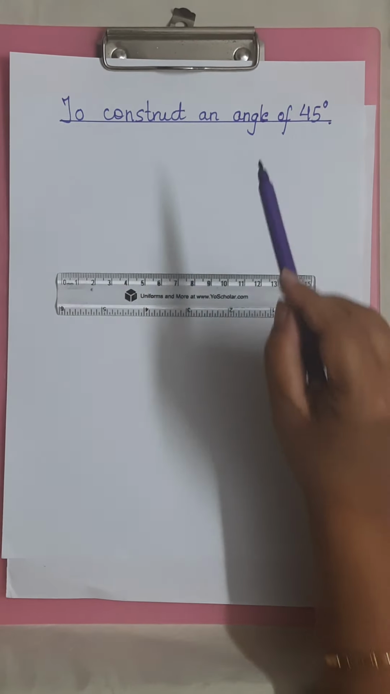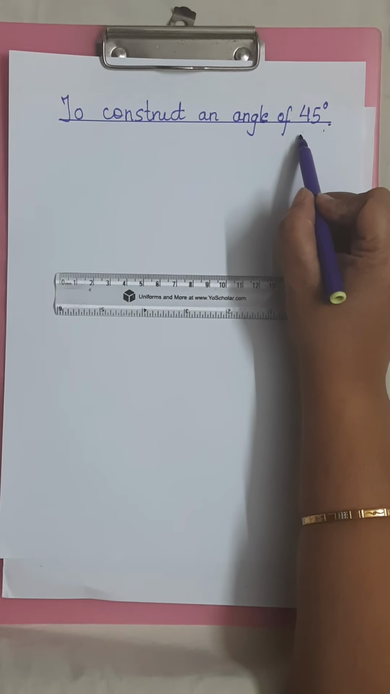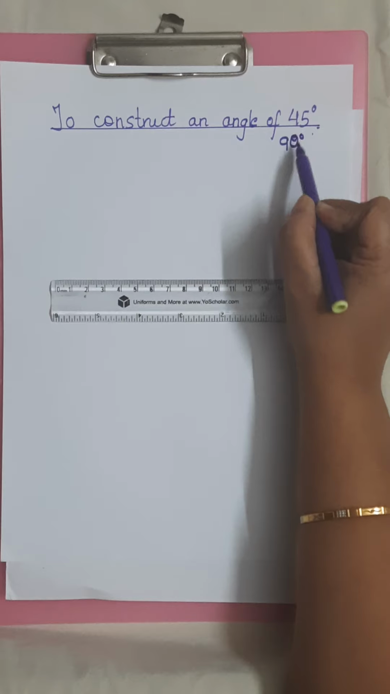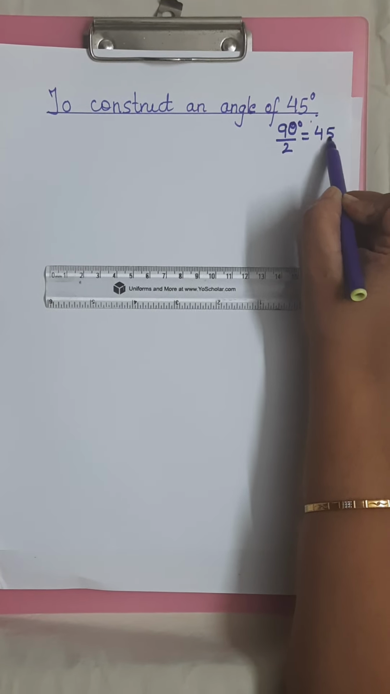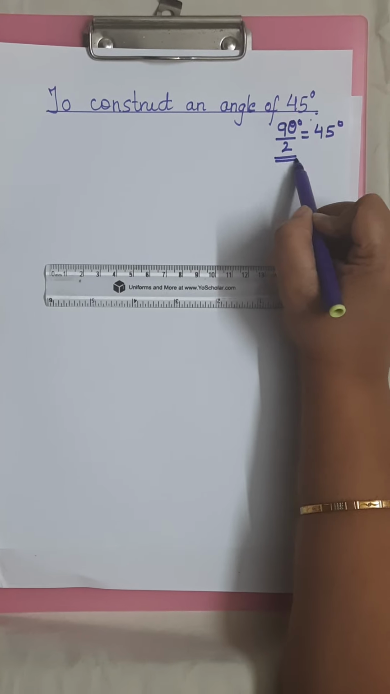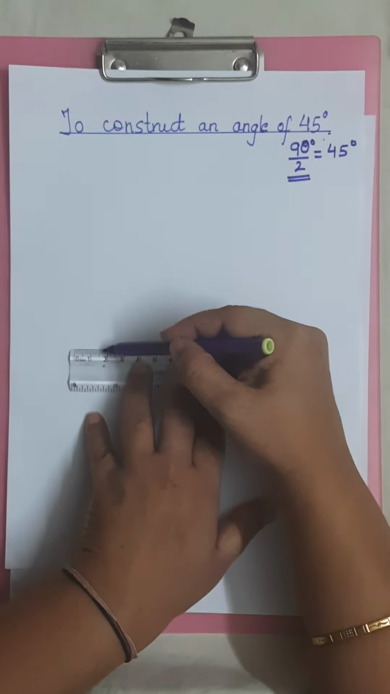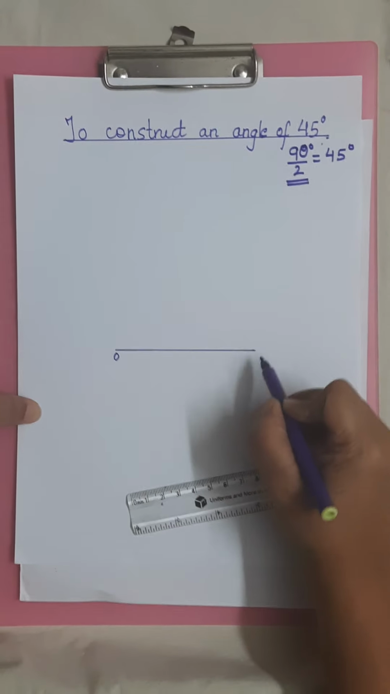Today we'll be constructing an angle of 45 degree. So for 45 degree, obviously we'll be needing 90. Bisecting it further, what will I get is 45 degree. So first we will construct 90 degree. For construction of 90 degree, we'll construct a ray, say OA.